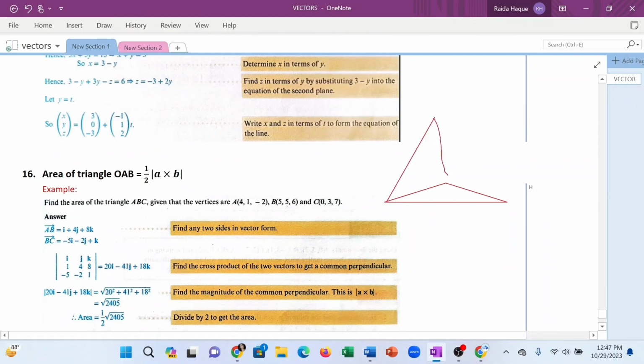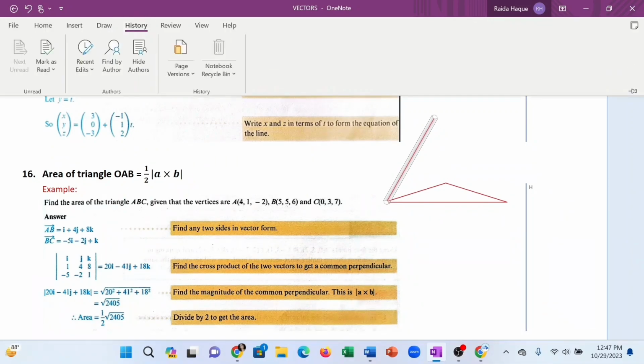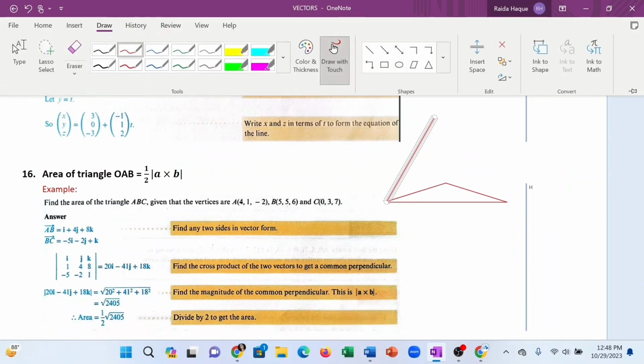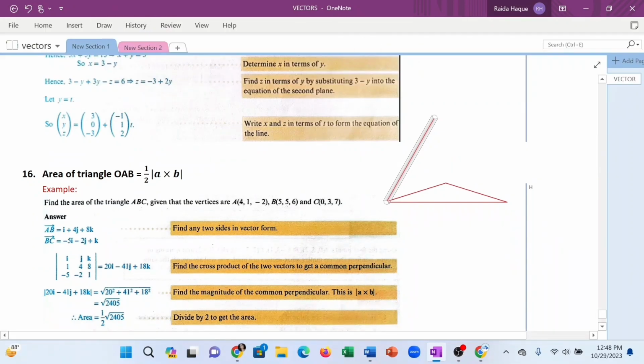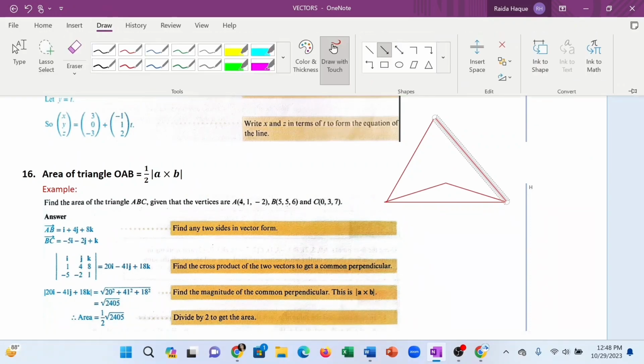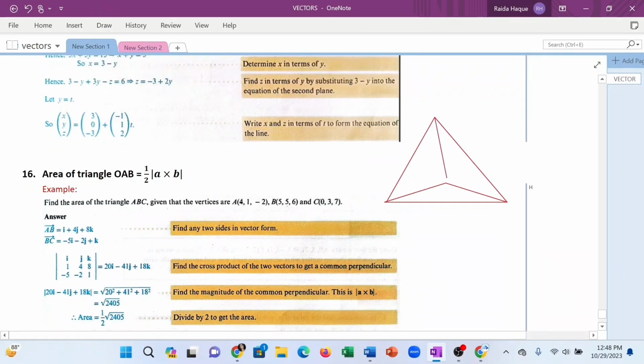Tetrahedron used to come a lot in the older papers. It does not come so much recently. But since it is in the course book, you should obviously learn it. Okay. So now this is our tetrahedron. So we already know how to find the area of this triangle, right? So obviously to find the volume of the tetrahedron, you need to build upon that.